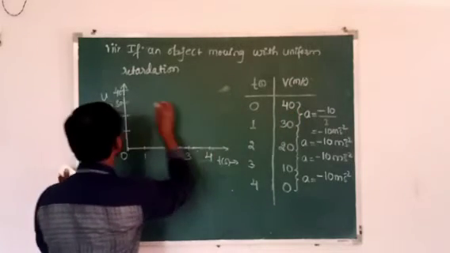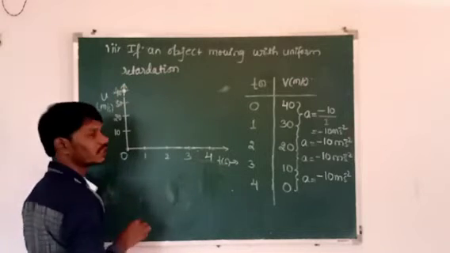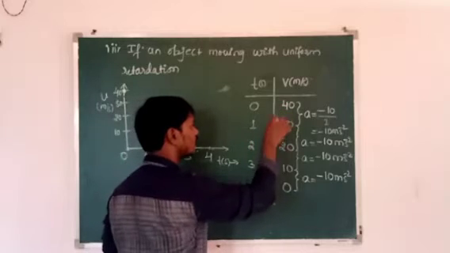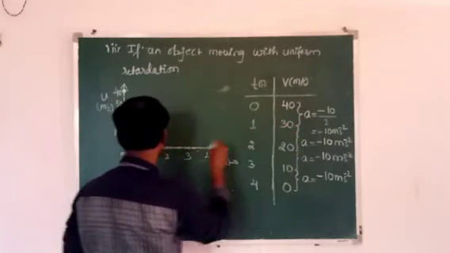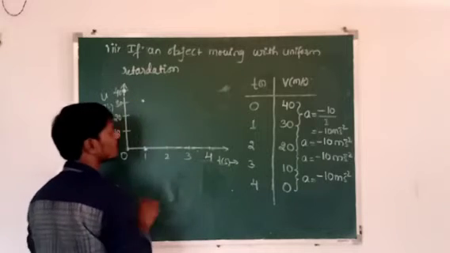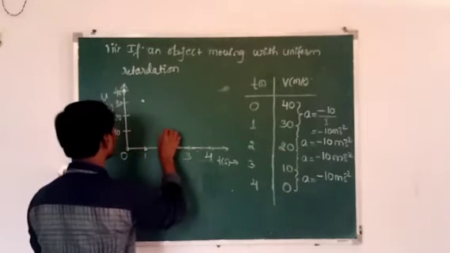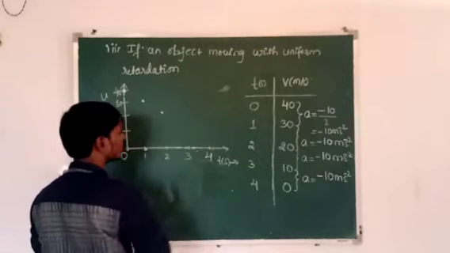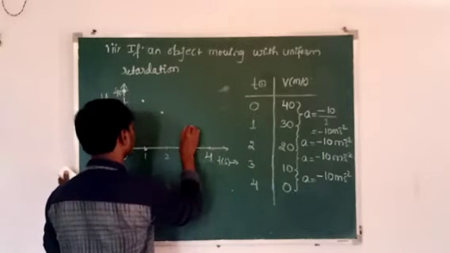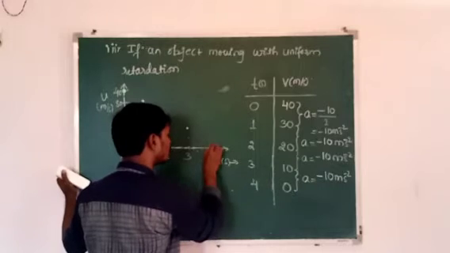Okay, so at 0 second, what is the velocity of the object? That is 40. Then after 1 second the velocity of the object is decreased from 40 to 30. Next, after 2 seconds, what is the velocity of the object? 20. Then after 3 seconds, what is the velocity of the object? That is 10. Then after 4 seconds, what is the velocity of the object? That is 0.